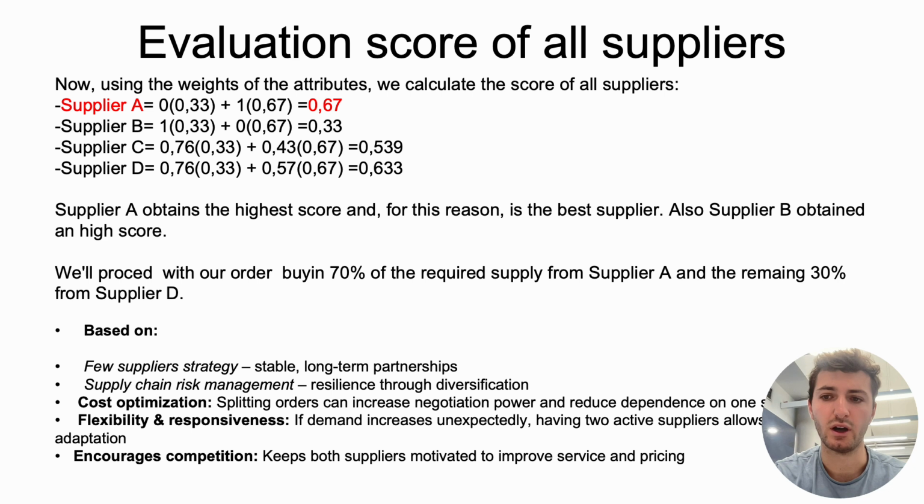This strategy ensures stability through a long-term partnership, enhances supply chain resilience by diversifying risk, and improves cost optimization by leveraging negotiation power. It also increases flexibility, allowing us to respond more quickly to demand fluctuations, and encourages competition between suppliers, maintaining high service and pricing standards. In conclusion, our approach prioritizes quality while maintaining cost efficiency and supply chain resilience.